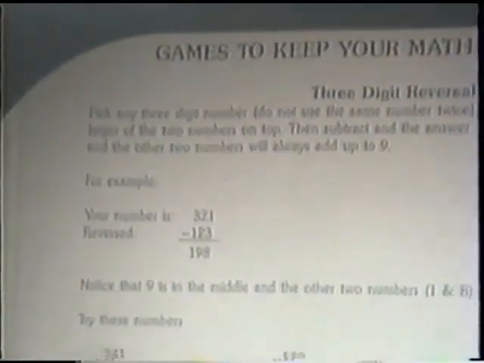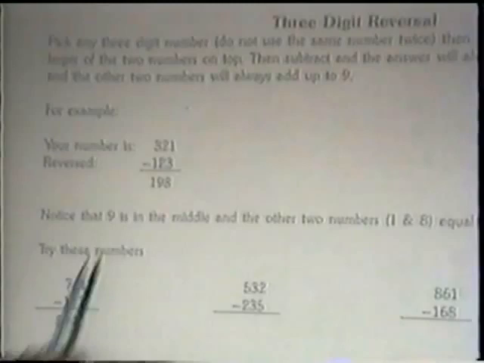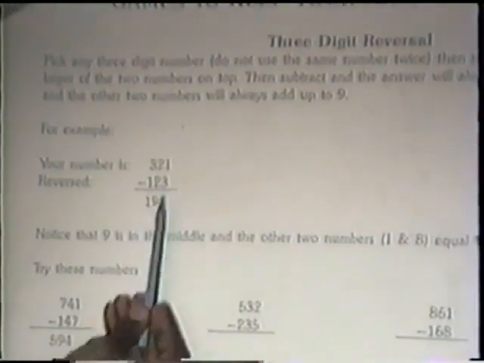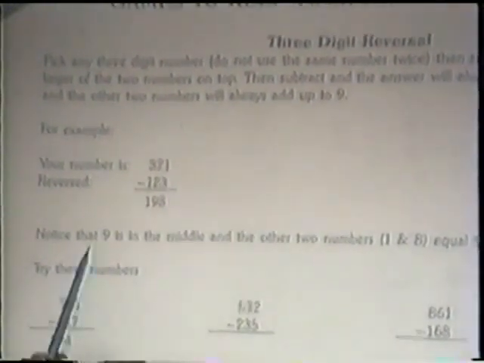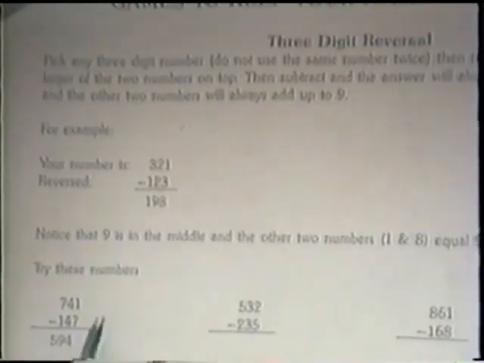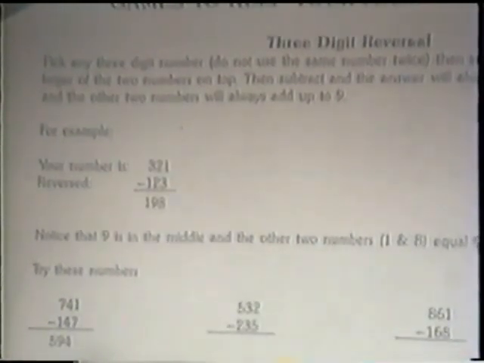3-digit reversal. Pick any 3-digit number. Do not use the same number twice. Then reverse the number, placing the larger of the 2 numbers on top, and subtract. And the answer will always have a 9 in the middle. And the other two numbers will always add up to 9. For example, your number is 321. Correct? 321. Reverse the number and subtract it. You get 198. Notice that 9 is in the middle. And the other two numbers, 1 and 8, equal 9.